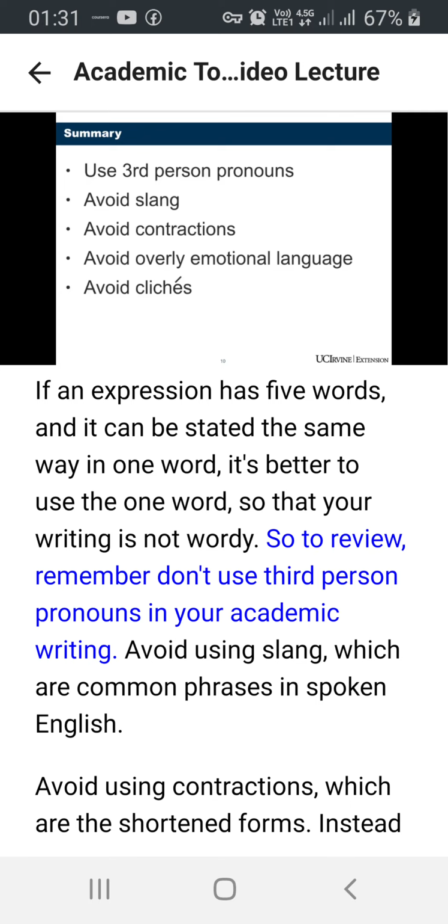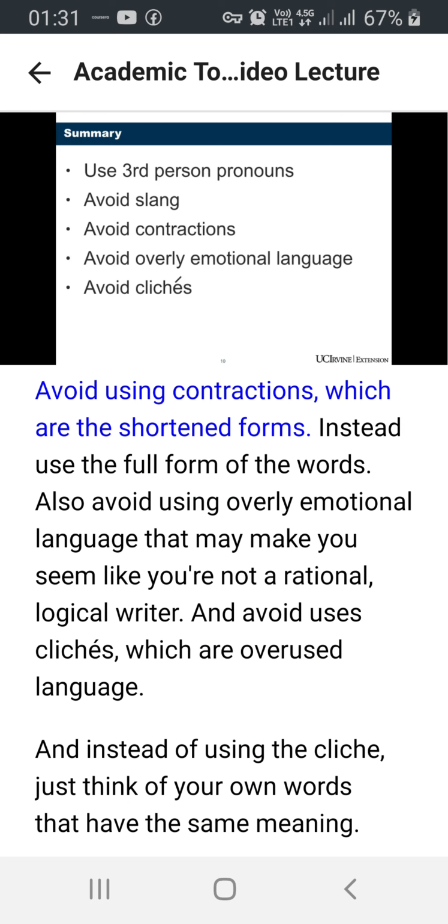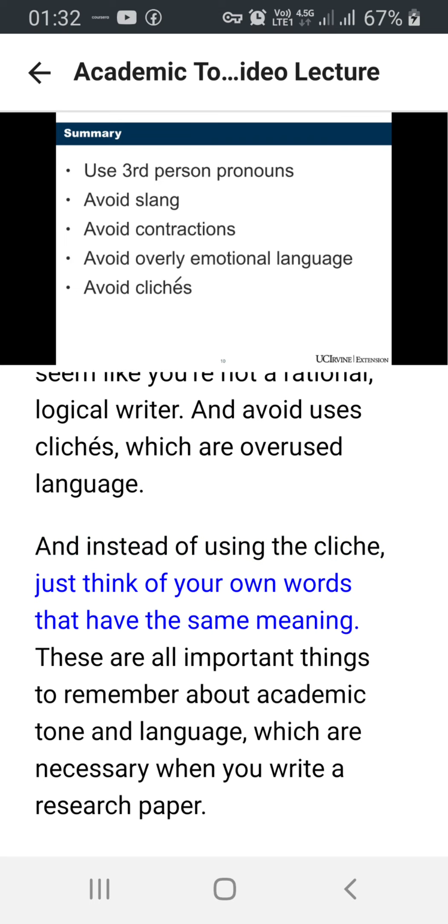So to review, remember, don't use third-person pronouns in your academic writing. Avoid using slang, which are common phrases in spoken English. Avoid using contractions, which are the shortened forms. Instead, use the full form of the words. Also, avoid using overly emotional language that may make you seem like you're not a rational, logical writer. And avoid using cliches, which are overused language. And instead of using the cliche, just think of your own words that have the same meaning. These are all important things to remember about academic tone and language, which are necessary when you write a research paper.